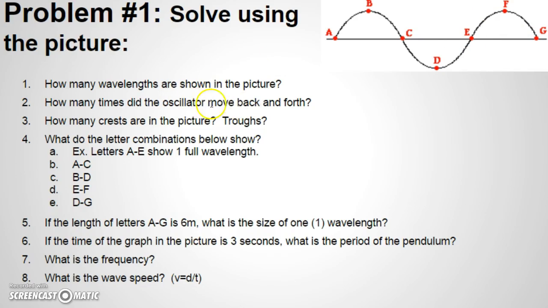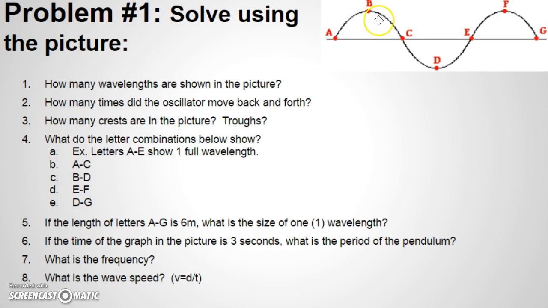How many times did the oscillator move back and forth? Well, if it's 1.5 wavelengths, it's got 1.5 oscillations in this picture. So how many crests? 1 at letter B and 1 at letter F. How many troughs are in the picture? Just letter D here. So what do the letter combinations below show? For example, A through E shows 1 full wavelength. So A, B, C, D, and E is 1 full wavelength.